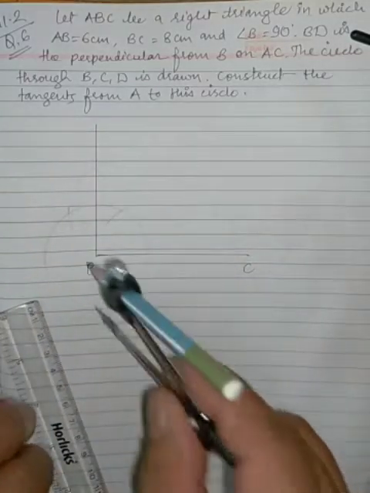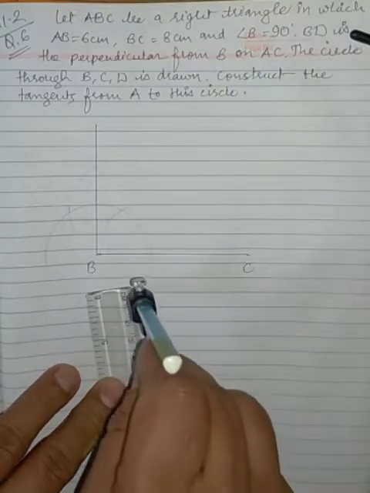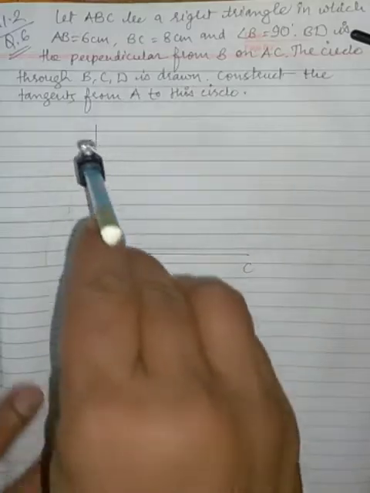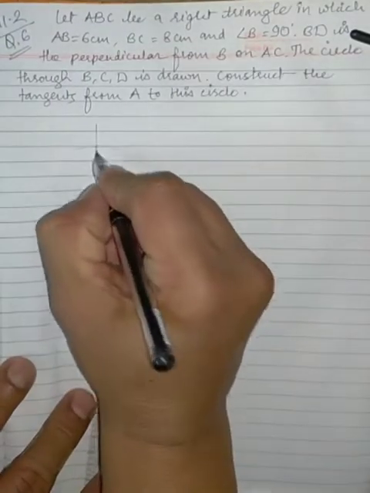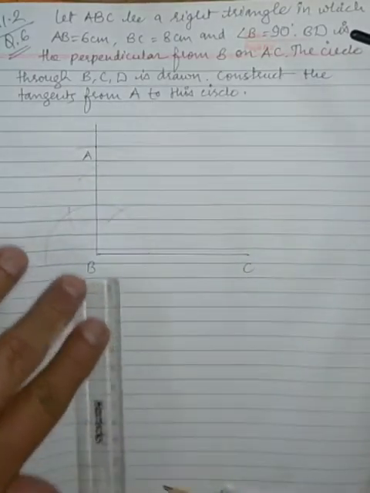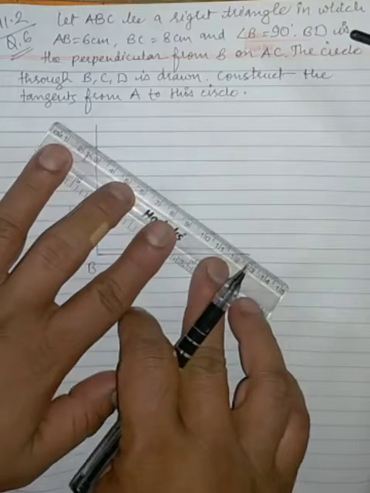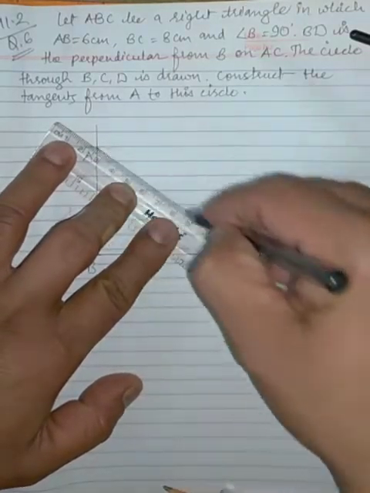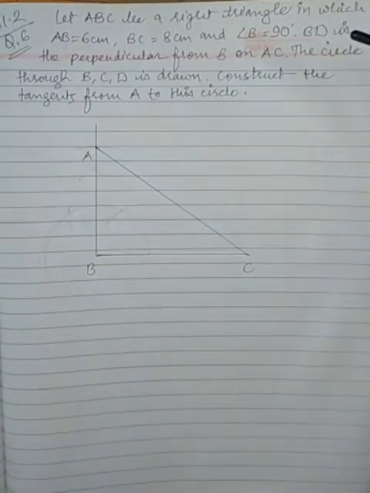Now from point B we will draw an arc of 6 cm from the point B, and you will get a point A, so that AB is equal to 6 cm, BC is equal to 8 cm. Let us join AC. ABC is the required right angle triangle we have got. First part is done.